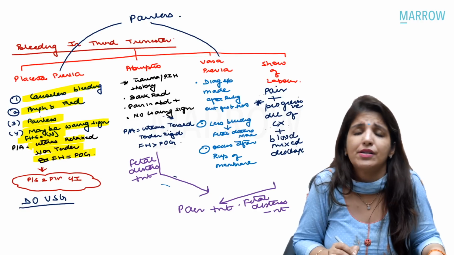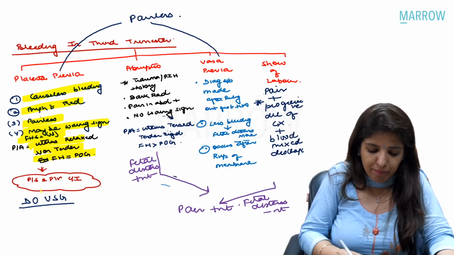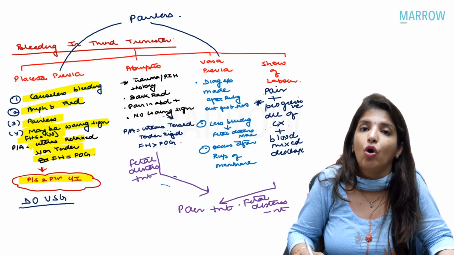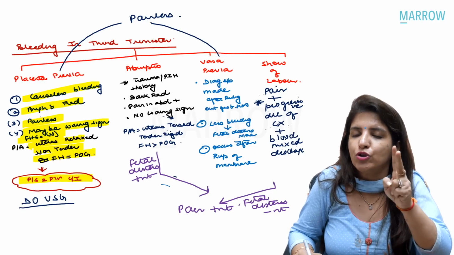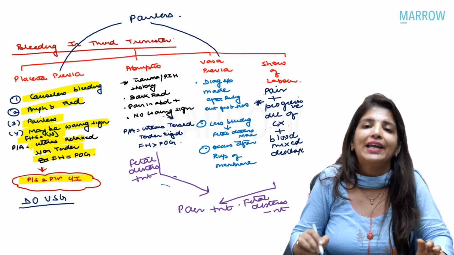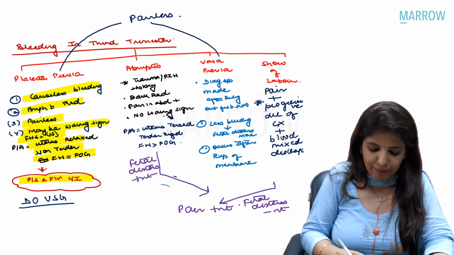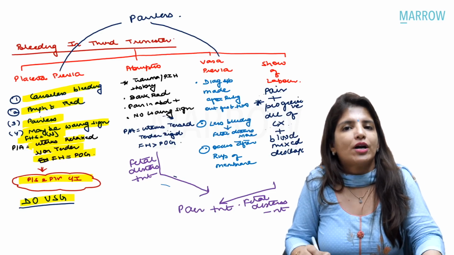Now, whenever there is a case of placenta previa, please remember per speculum and per vaginal examinations are contraindicated. You are never going to put a speculum, you are never going to put your finger inside, because that can lead to excessive bleeding. The only thing you have to do in placenta previa is get an ultrasound done. Right? Now let's talk about abruptio.